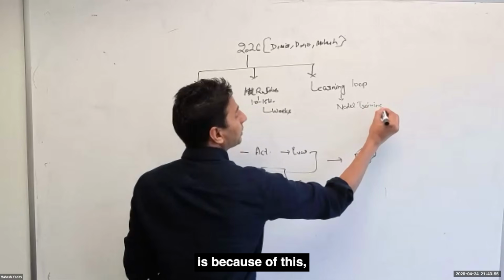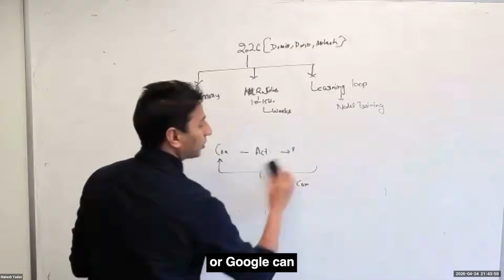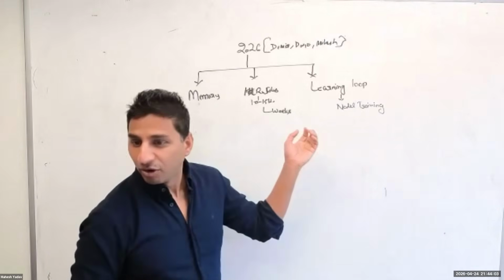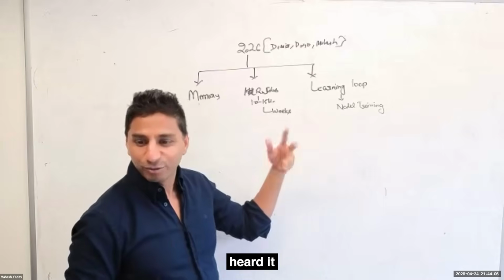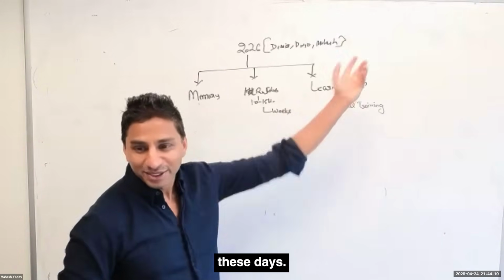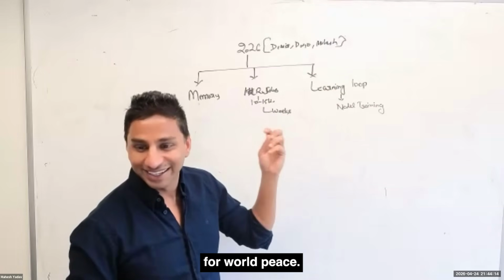And what's happening because of this is people are saying that Claude Code or Cowork can go and solve world hunger or world peace. Yesterday, I heard world peace. I think peace is becoming more important than hunger these days. So they said, okay, let's solve for world peace.